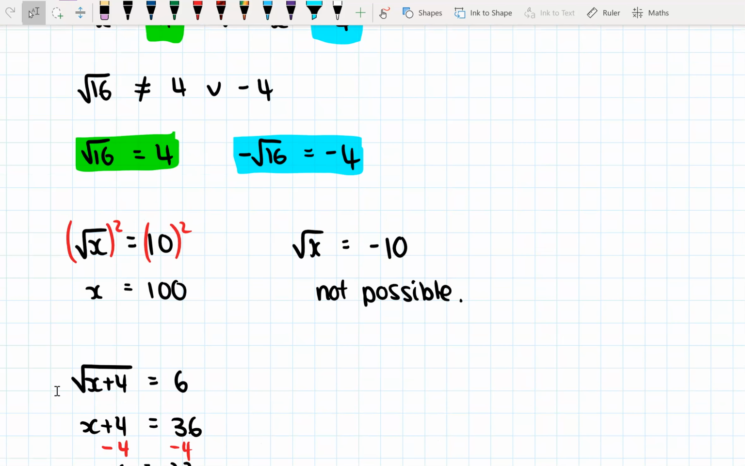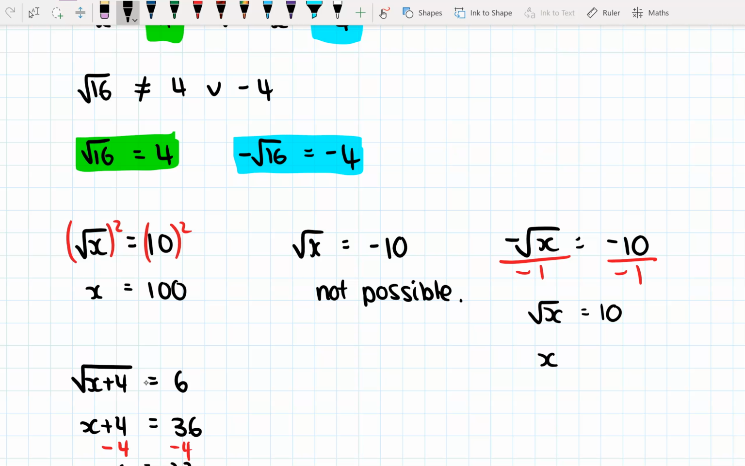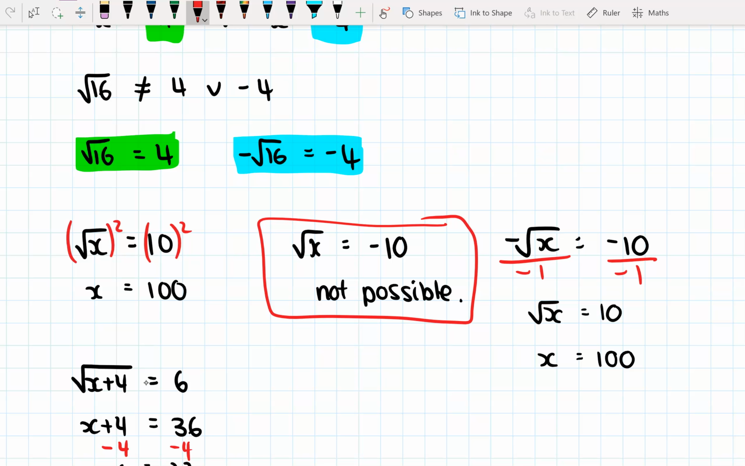If the square root is positive and the answer is negative, then it's not possible. If you had the negative square root of x is equal to negative 10, then the first step you can do is divide by negative 1 on both sides. And then what we get is the square root of x is equal to 10. So x is equal to 100. But you cannot have a situation where a positive square root is equal to a negative number.